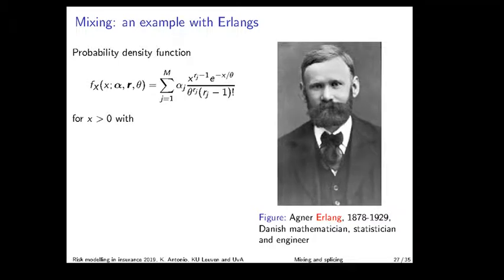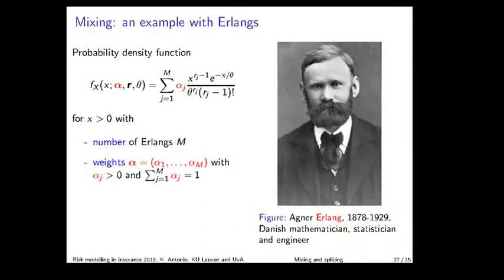Now, next to the continuous mixture we just discussed, you may also consider discrete mixtures of basic loss distributions. In this example, you consider a mixture of Erlang distributions. The mixture, as proposed here, is a so-called variable component mixture, where M is a random variable and refers to the number of components in the mixture. The weights alpha are positive and they sum up to 1.